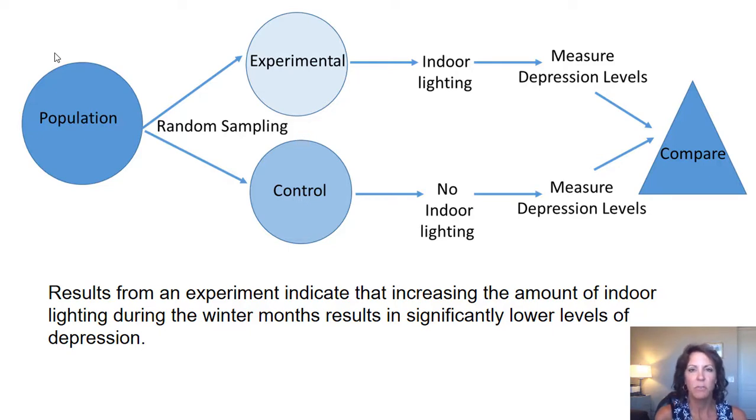This diagram uses a study that we talked about previously with the indoor lighting. The experimental group is exposed to indoor lighting, maybe extra indoor lighting. The control group doesn't have any extra indoor lighting. At the end of the experimental period, both groups are measured on their depression levels, and then they are compared. And this is what an experimental design looks like. If the experiment shows a difference, that would mean that indoor lighting perhaps decreases depression levels. I'm guessing that's what this study is proposing.